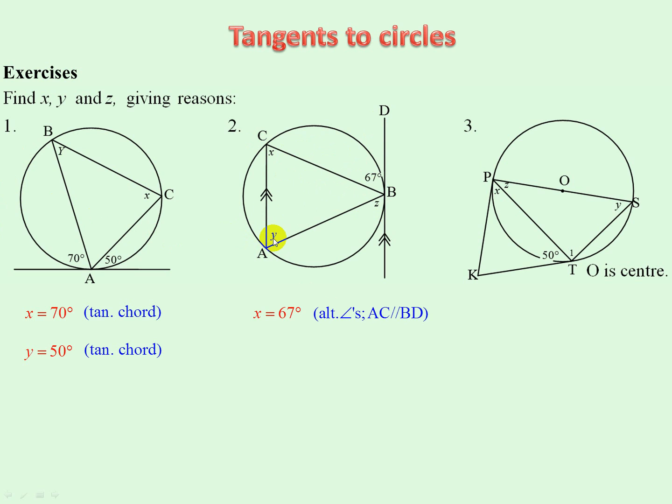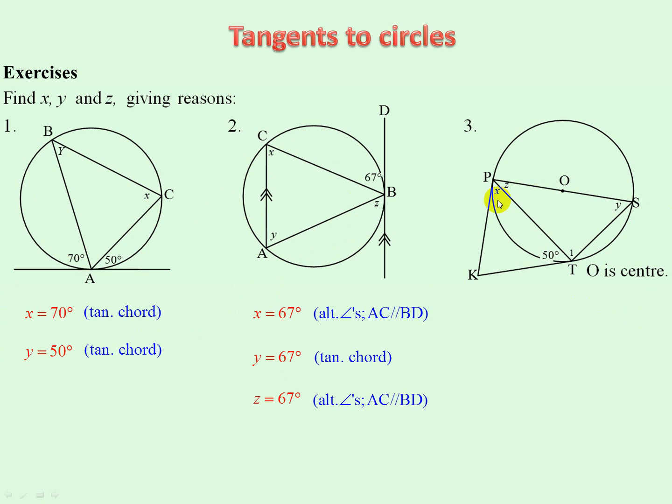What's y equal to? Well, y is on the circumference. It must be equal to 67. There's the tangent, there's the chord, angle equal to the angle in the alternate segment. Y is 67, tan chord. Z, well, there are a couple of ways we can do that. Have a look. Z has a Z shape, so Z and Y equal, or Z is equal to X, either way. So Z is 67, we're using the fact that Y is 67, alternate angles, the Z shape.